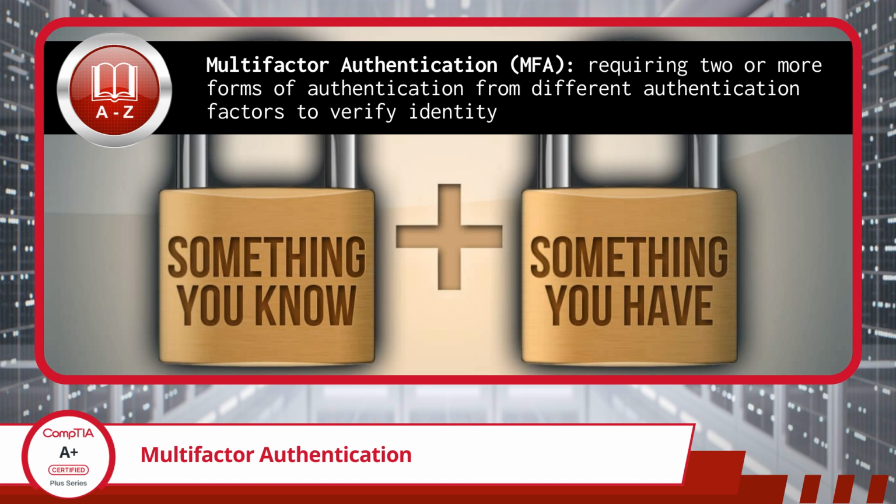MFA can involve a combination of elements such as something you know, like a password, something you have, such as a token or mobile device, something you are, like a fingerprint or retina scan, and in some cases, even somewhere you are, based on location. By requiring more than one authentication factor, MFA significantly enhances security because even if one factor is compromised, additional barriers remain in place.